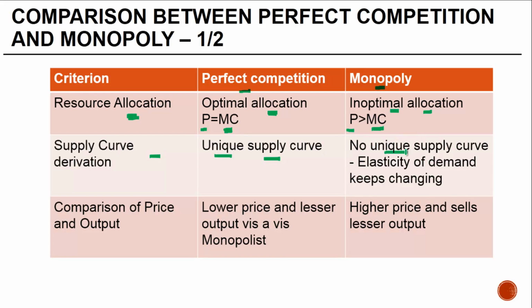But there is no unique supply curve in case of monopoly. The reason being that the elasticity of demand keeps changing, right? The comparison between price and output: lower price and greater output in perfect competition vis-a-vis the monopolist. Obviously, the monopolist is characterized by a higher price and sells lesser output, because that's where he creates an artificial scarcity and charges a higher price for availability.